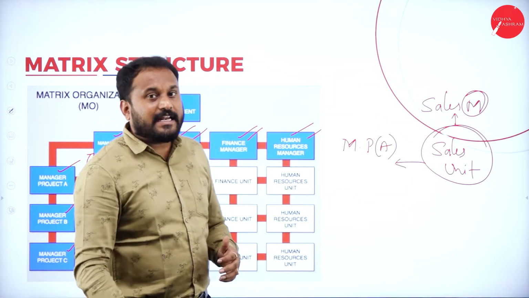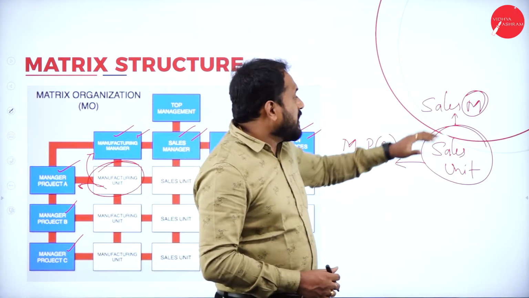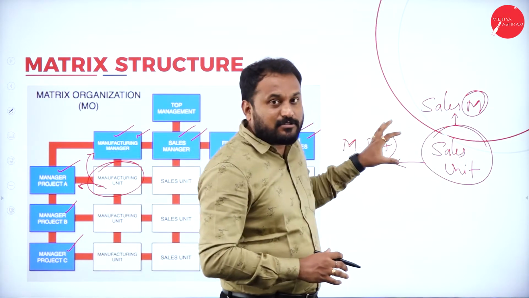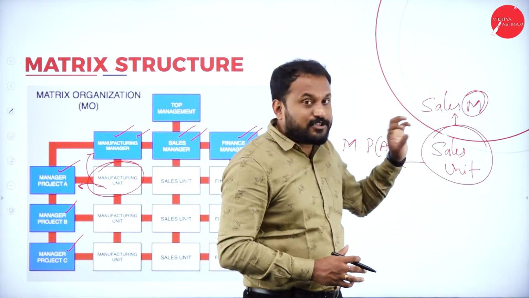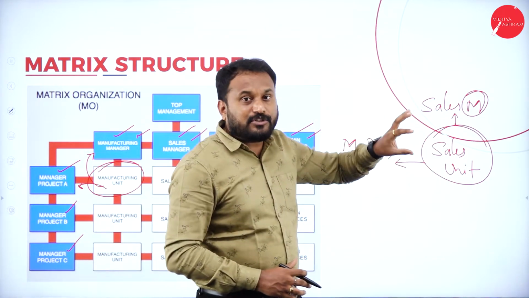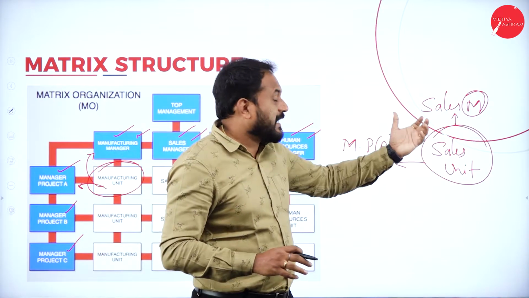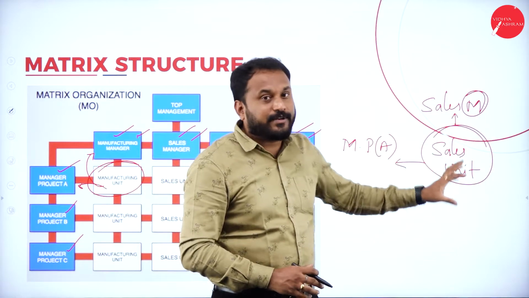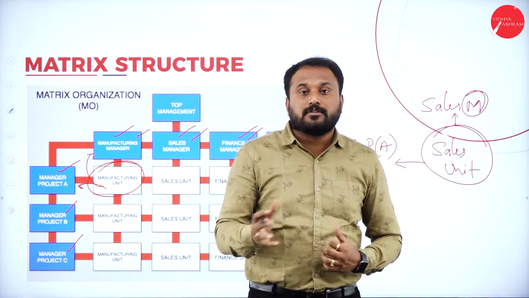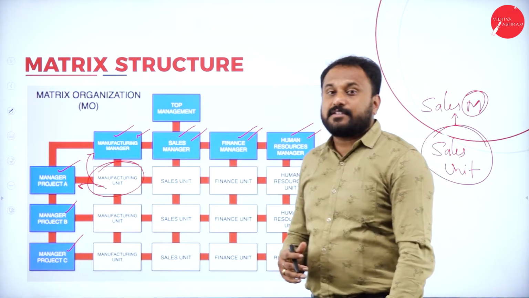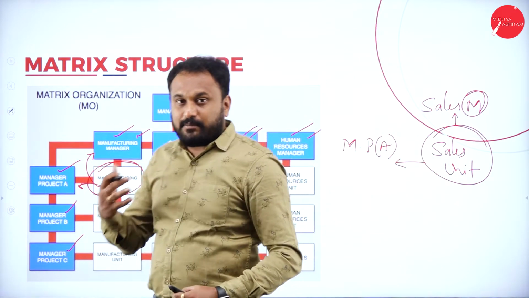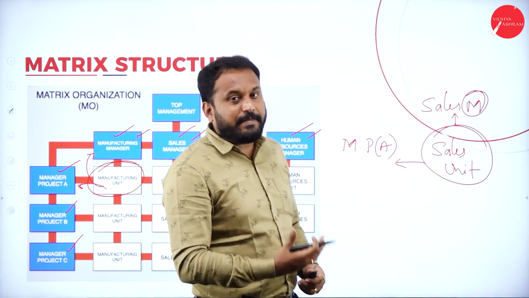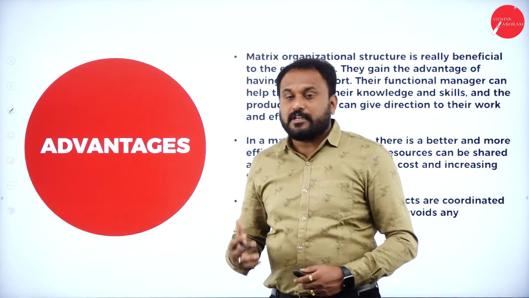But if you understand the scalar chain and the flow of authority, whatever the sales manager tells, if it is the same thing the project manager also says, then there is no problem for the sales unit. But if there is a heterogeneous behavior of the sales manager and project manager, there is always a dilemma and a confusion for the sales unit about what to perform and what not to perform, because both the managers here have the same position, same authority and same responsibility. So you have both advantages of the matrix as well as disadvantages of the matrix.